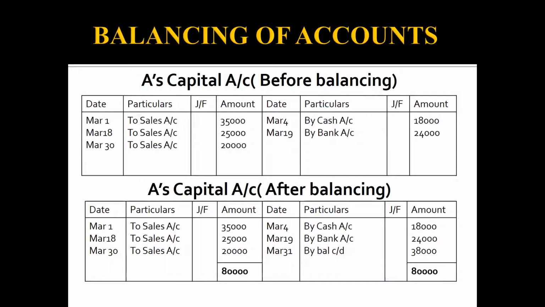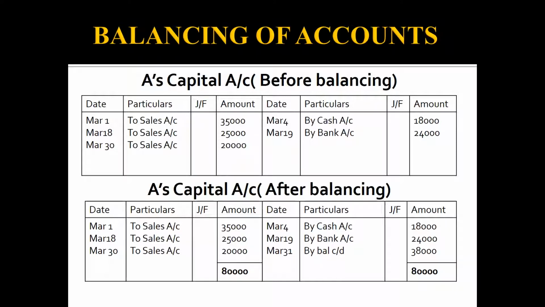Let's take an example of balancing of an account. You can see there is an account which is before balancing. The name of the account is Abhishek account. As we can see, there are entries on debit and credit side of this account. On the debit side we can see sales account, and again sales account, and the amounts are $35,000, $25,000 and $20,000 respectively. On the credit side, you will find cash account as $18,000, bank account as $24,000.